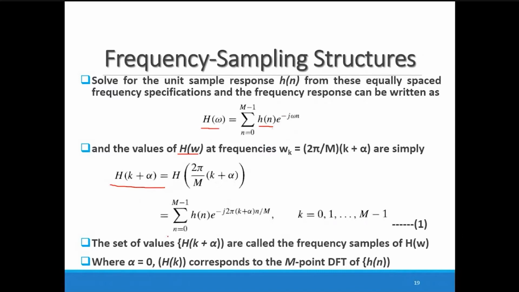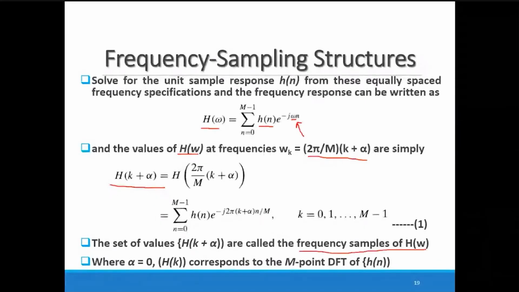So sigma n equal to 0 to m minus 1, h of n remains as it is, but instead of k you now write k plus alpha. So e raised to minus j 2 pi into k plus alpha into n divided by m, since omega is 2 pi by m into k plus alpha. The entire term is written here, and the values of k are from 0 to m minus 1. The set of values H of k plus alpha are called the frequency samples of H of omega.